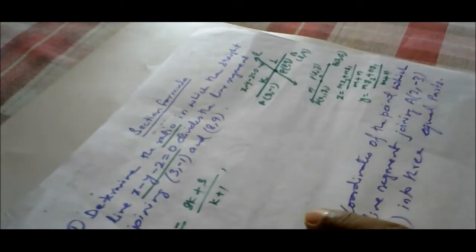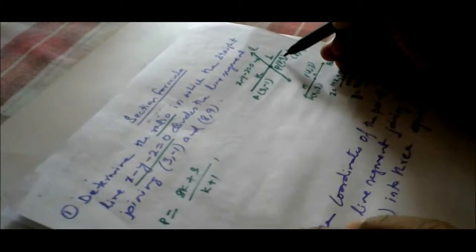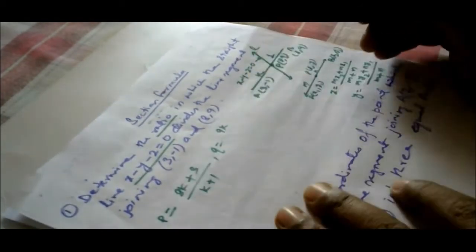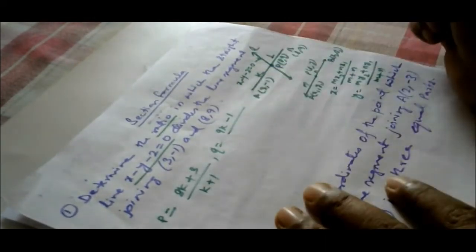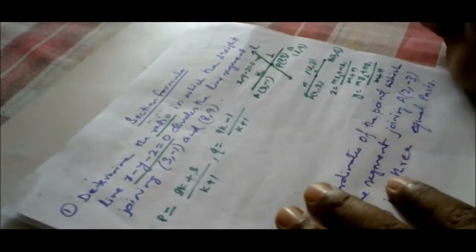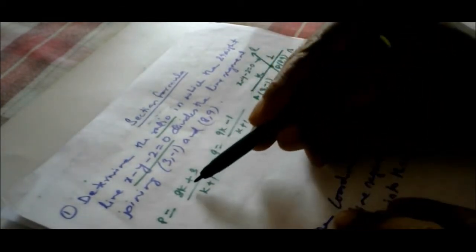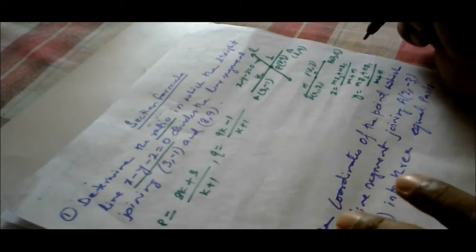Similarly, for coordinate q, q will be equal to k into 9, so 9k, and then 1 into minus 1, so minus 1, divided by k plus 1. Right. So we need to find the ratio, which means we need to find the value of k. So how do we find this ratio, or k?